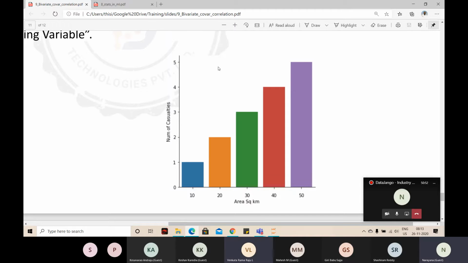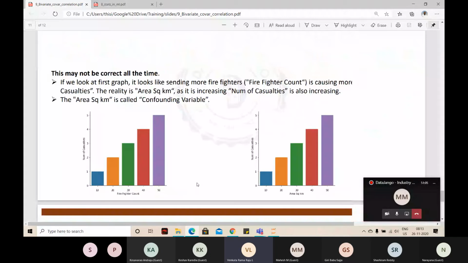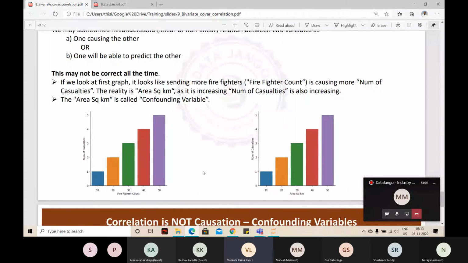Casualties are increasing, right? Is this true? Maybe. This may be true, because of this, this is causing it. So we call it a confounding variable. This is all statistical terminology you need to remember.